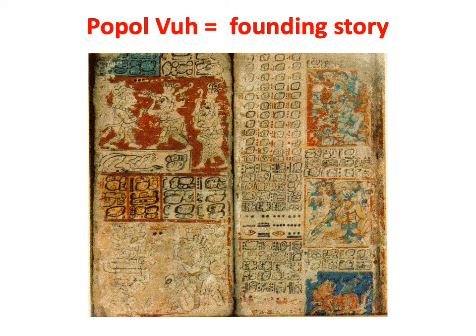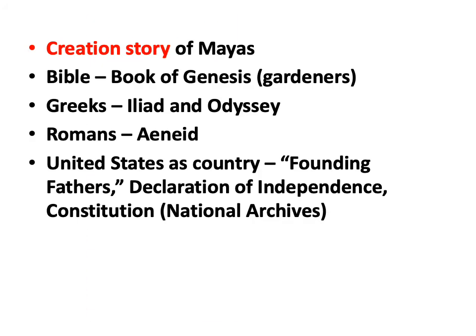This is written on a type of paper, but it's not bound in a book, so it's called a codex, C-O-D-E-X, and it's folded so it opens like an accordion. The Popol Vuh is the creation story of the Mayas, and it was passed down orally for many, many years until it was written. And it's a creation story that the Mayas believe tells how they, as Mayan people, were created.